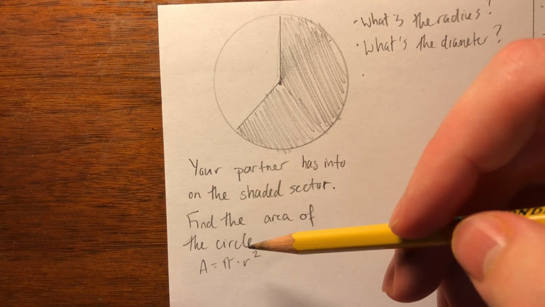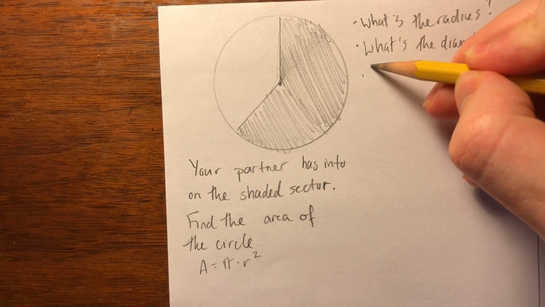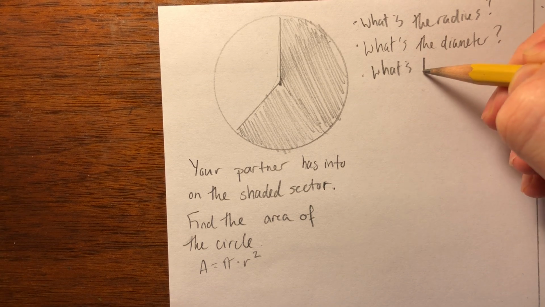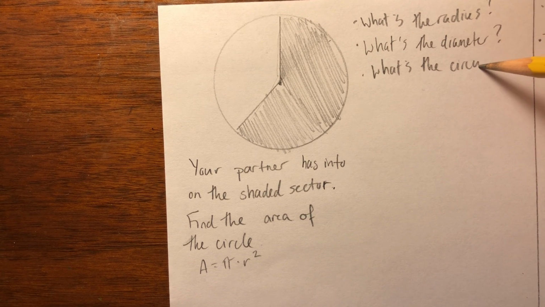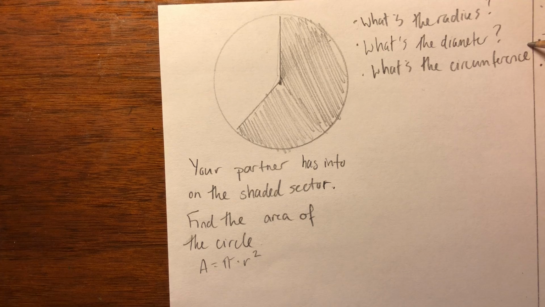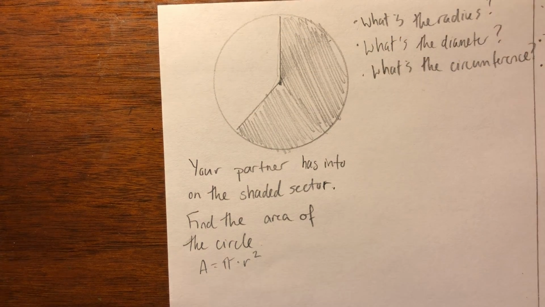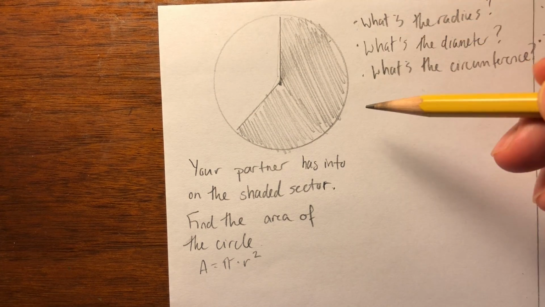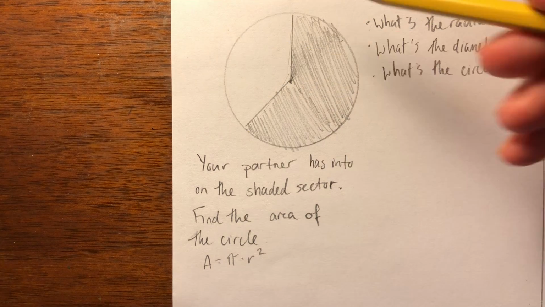I guess they want us to find the area. I could ask, what's the circumference? That's another part of the whole circle. So all these three refer to questions about the circle as a whole.